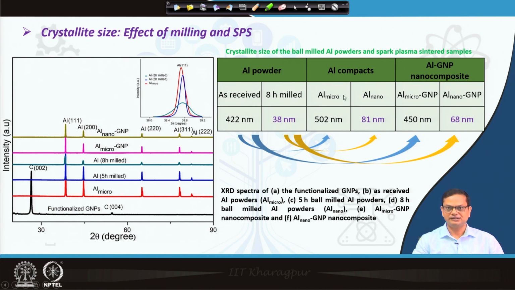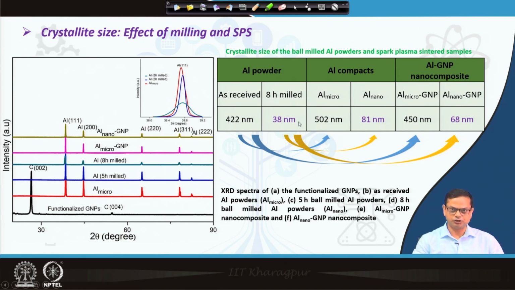Now with this aluminum powder, microcrystalline, no ball milling, if you add GNP, you can see here that this 450 is less than 502. That means GNP is restricting the grain growth during sintering. We are talking about microcrystalline grain here. So, no ball milling, as-received powder sintered without GNP gives 502 nanometer, and with GNP 450 nanometer crystallite size. That means GNP is effective in restricting grain growth.